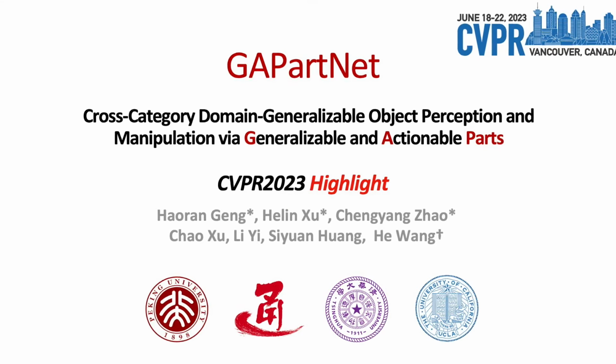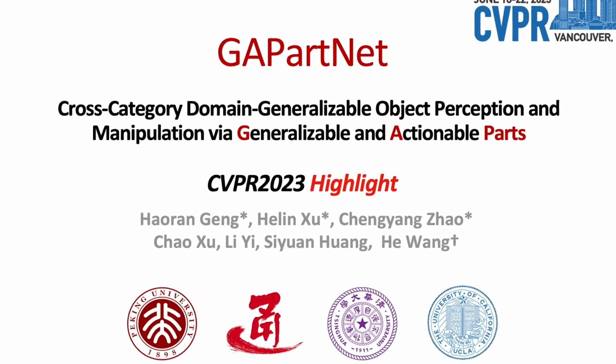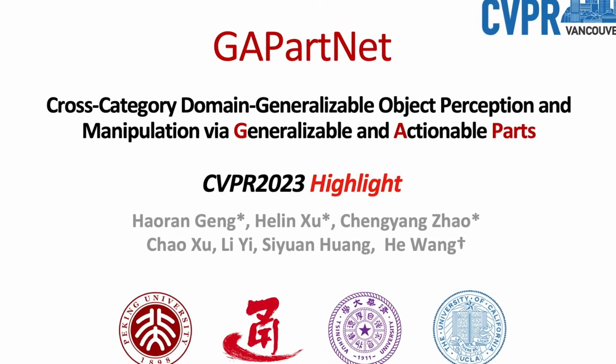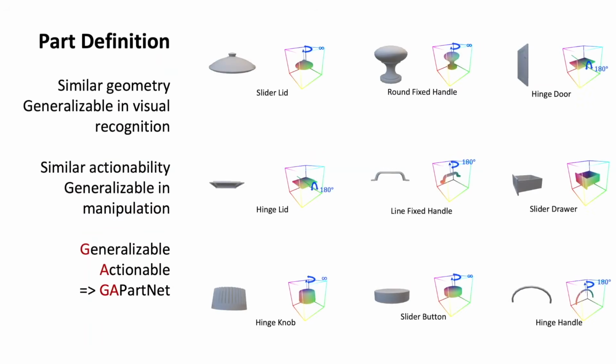We introduce GAR-PartNet, cross-category domain generalizable object perception and manipulation via generalizable and actionable part. We construct a large-scale part-centric interactive dataset, GAR-PartNet, with rich, part-level annotation for both computer vision and interaction tasks. It has 9 common part classes, and provides semantic labels and pose annotations for more than 8,000 functional part instances on over 1,000 objects from 27 object categories.